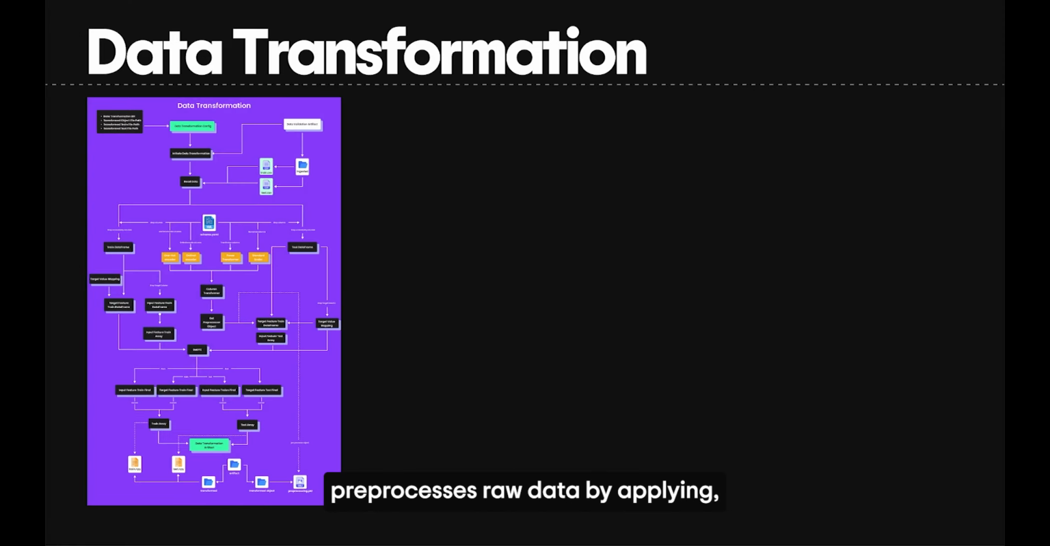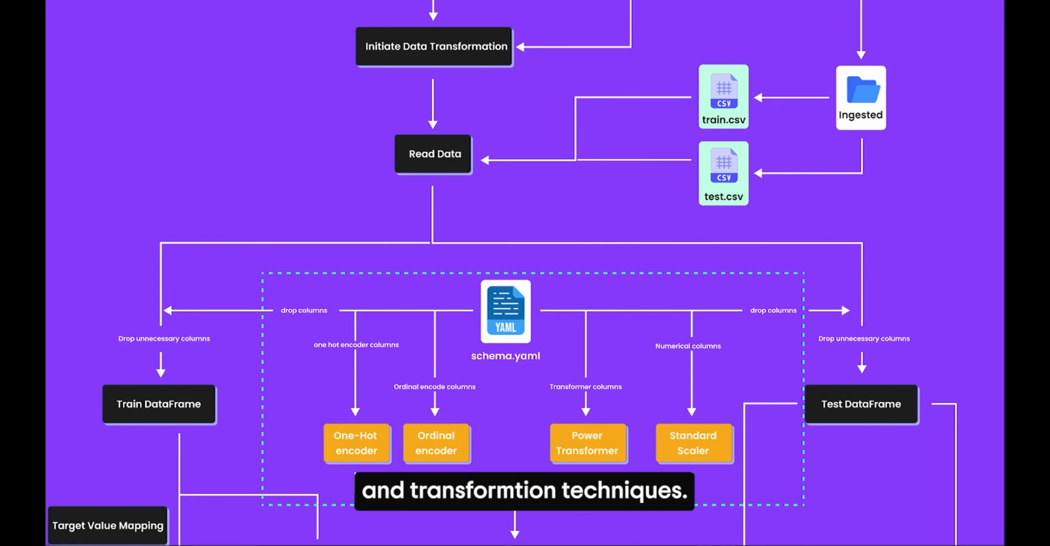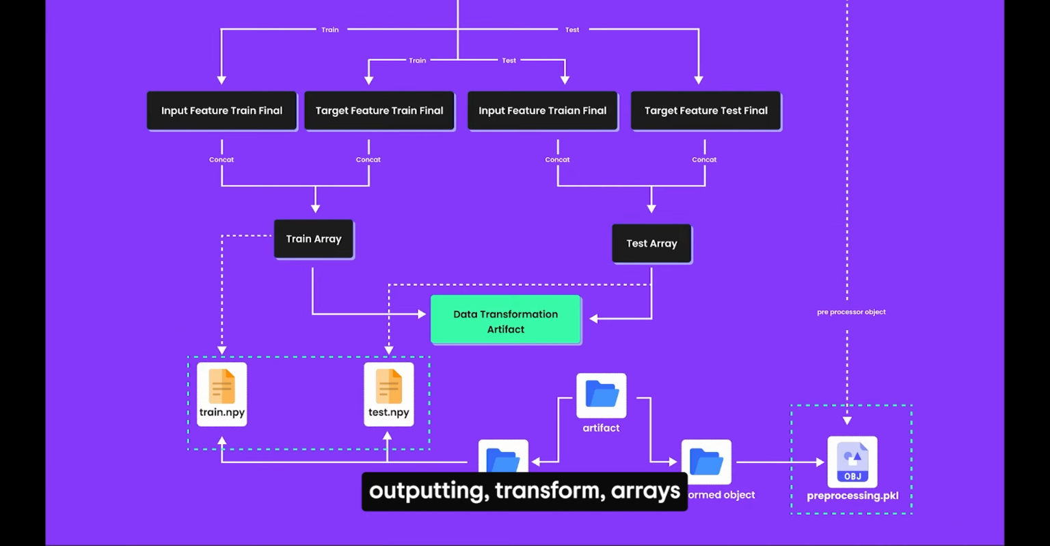After that, we have data transformation. This component preprocesses raw data by applying encoding, scaling, and transformation techniques. It handles missing values and data balancing using SMOTE, outputting transformed arrays and a preprocessing object for the model training.